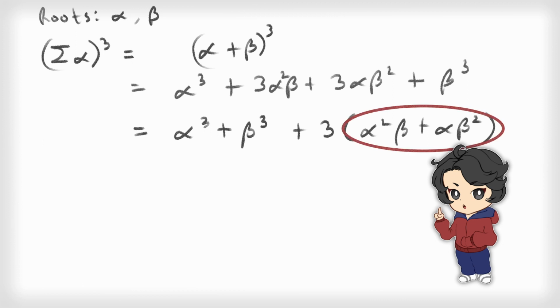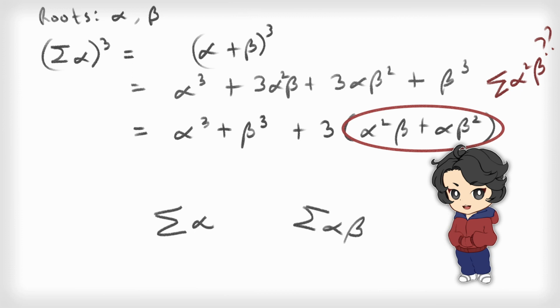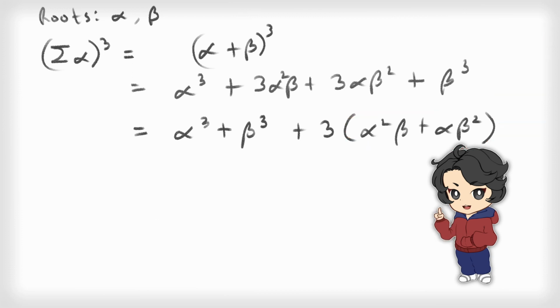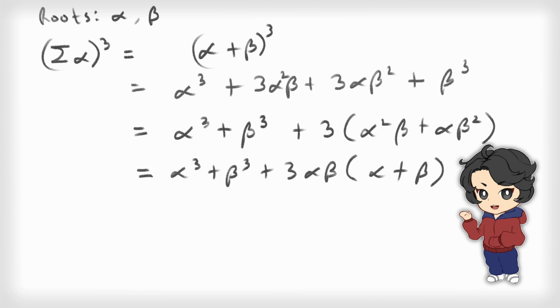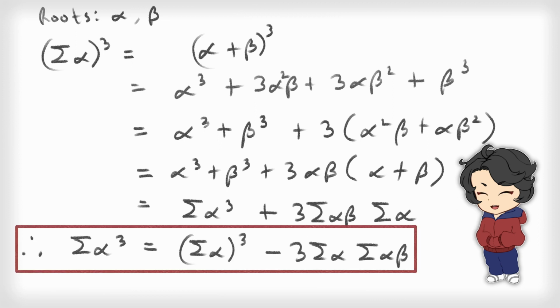Now here, you might be tempted to write this as sum of alpha squared beta, but that would be a dead end. Remember, we can only substitute to terms that we are already aware of, such as our base sum and product of roots. For that, you need to perform this little factorization trick. Now we can perform the notational substitution. Reorder them, and here you have another main formula that will be used very often.